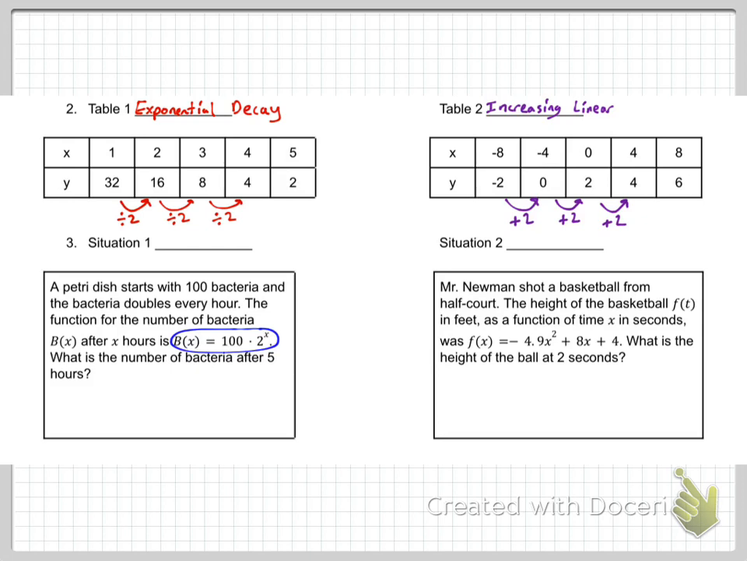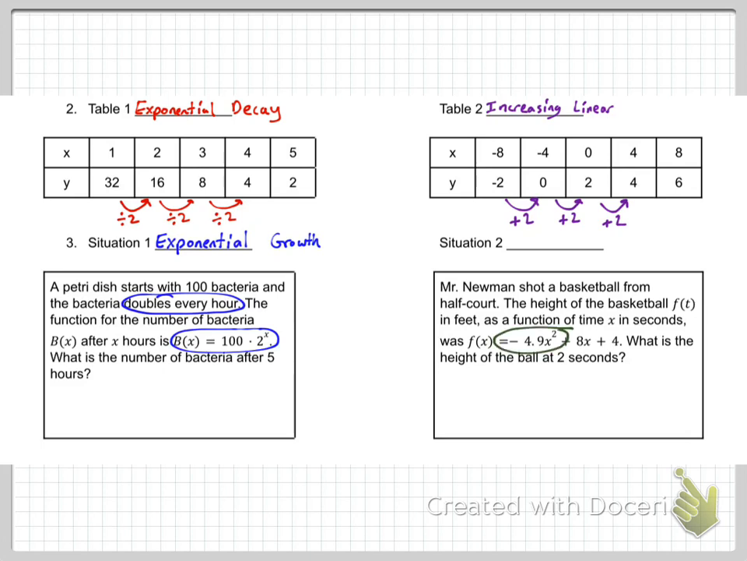The third one, situation 1, is there's our equation. So 2 to the x, you see the x is in the exponent. Also, it says it doubles every hour. So you know that's going to be exponential. It's going to be growth because it's doubling, so that's growing.